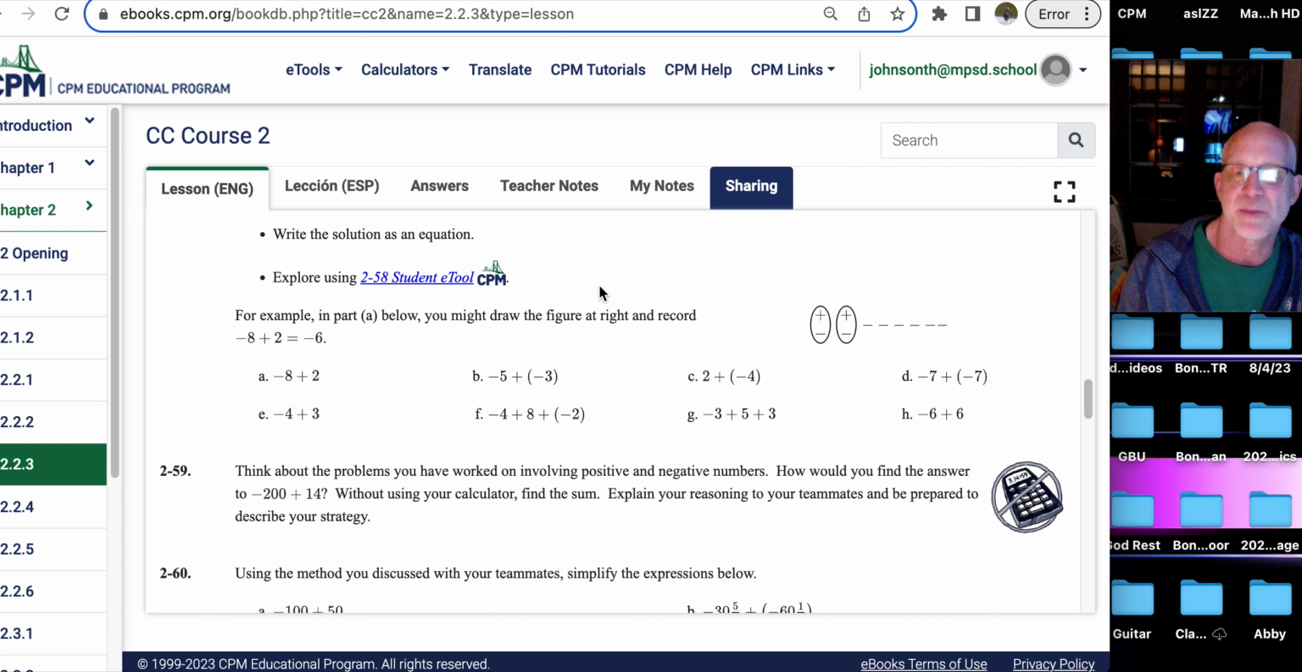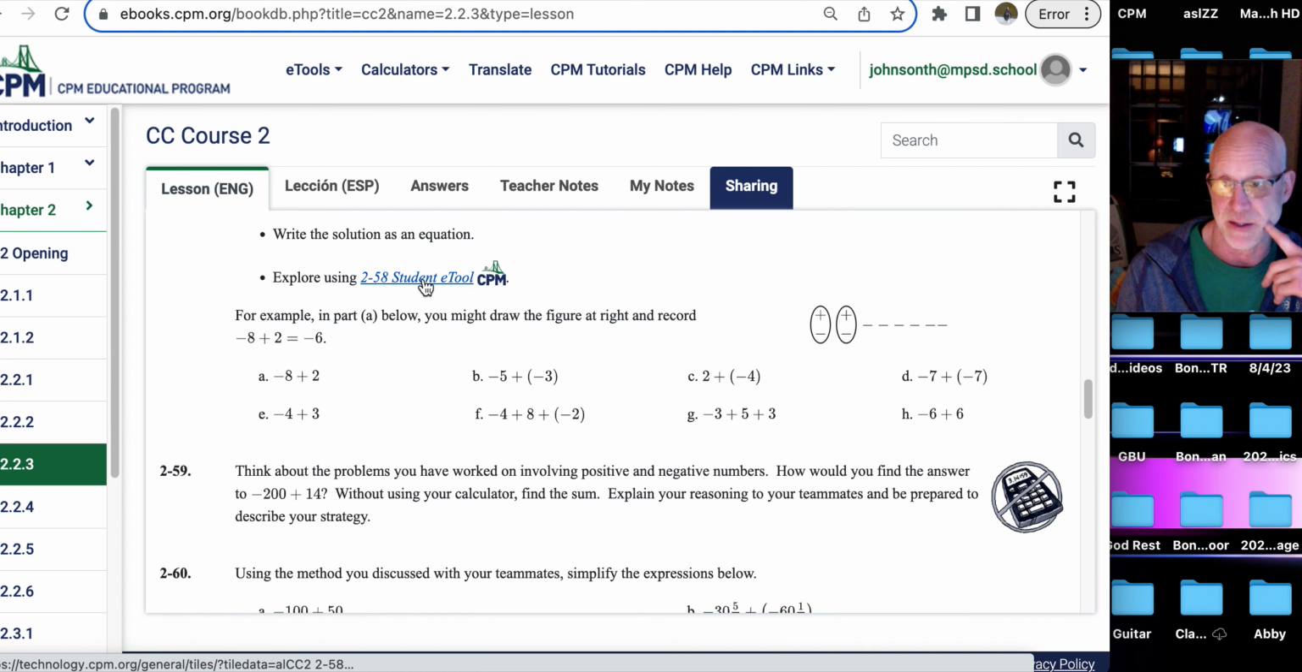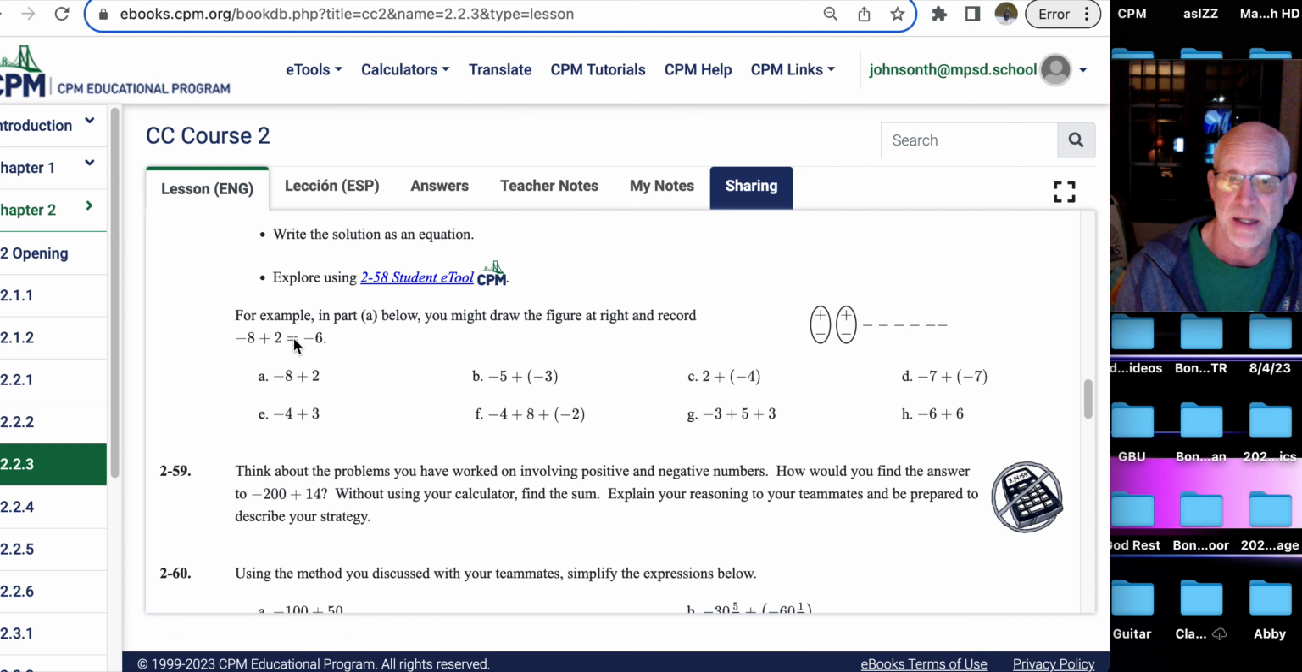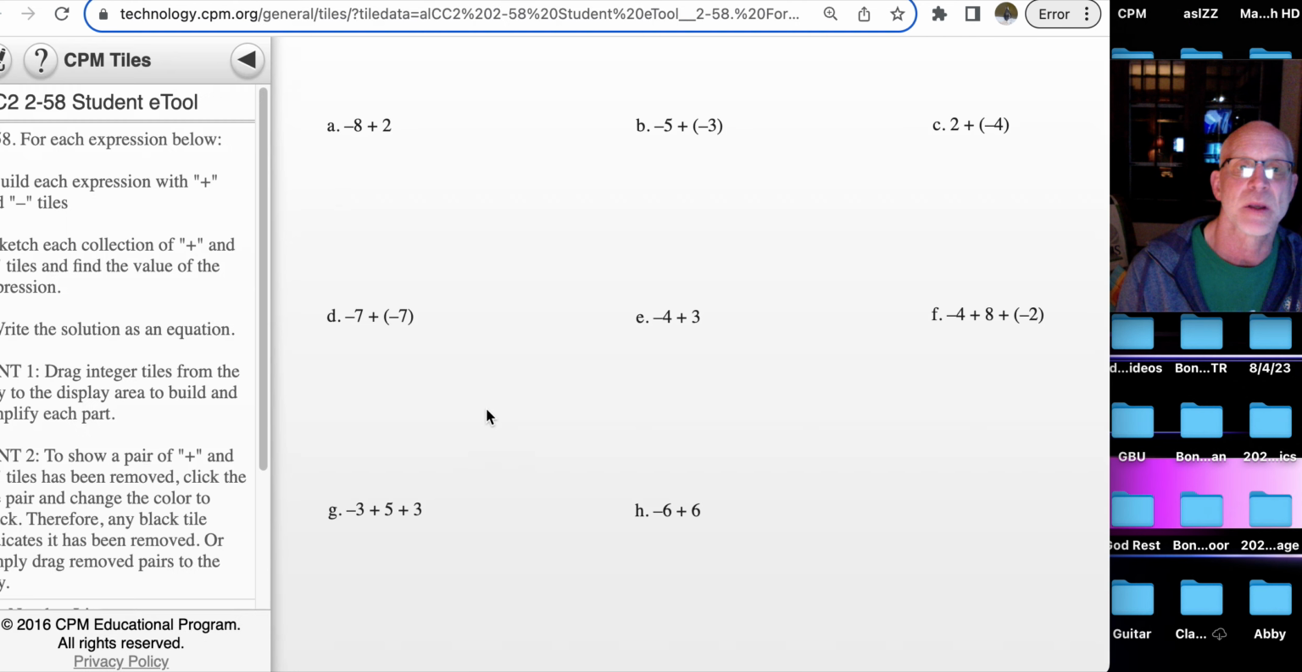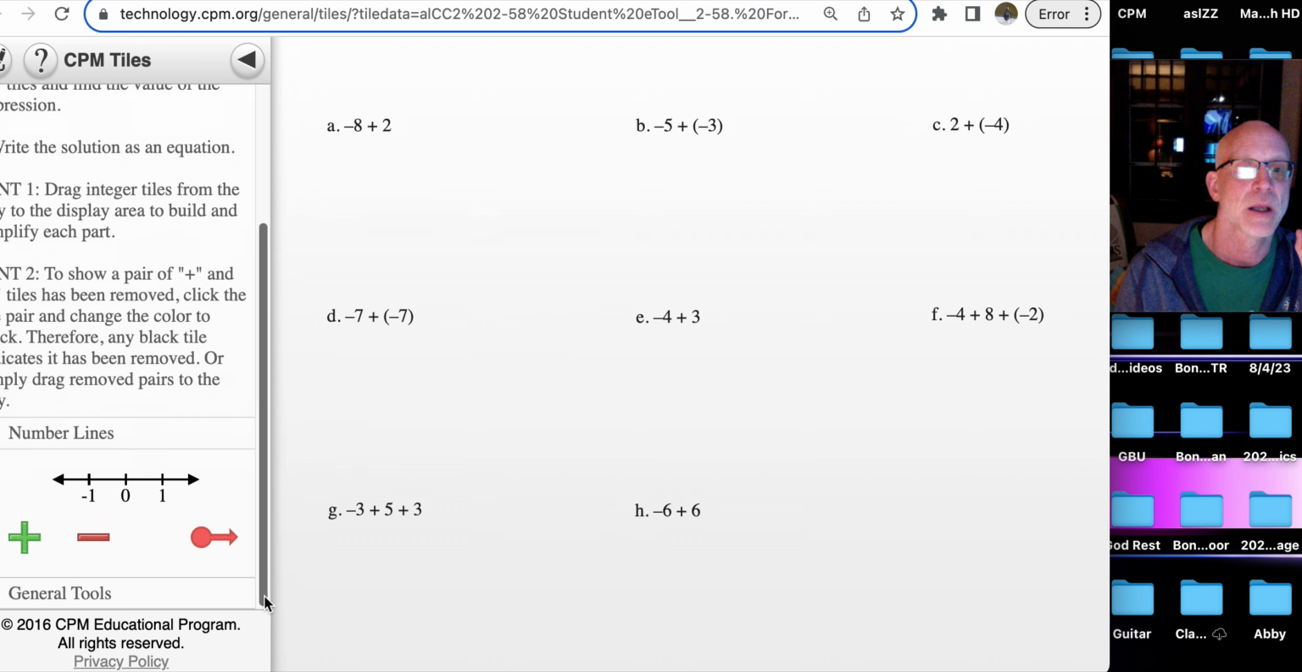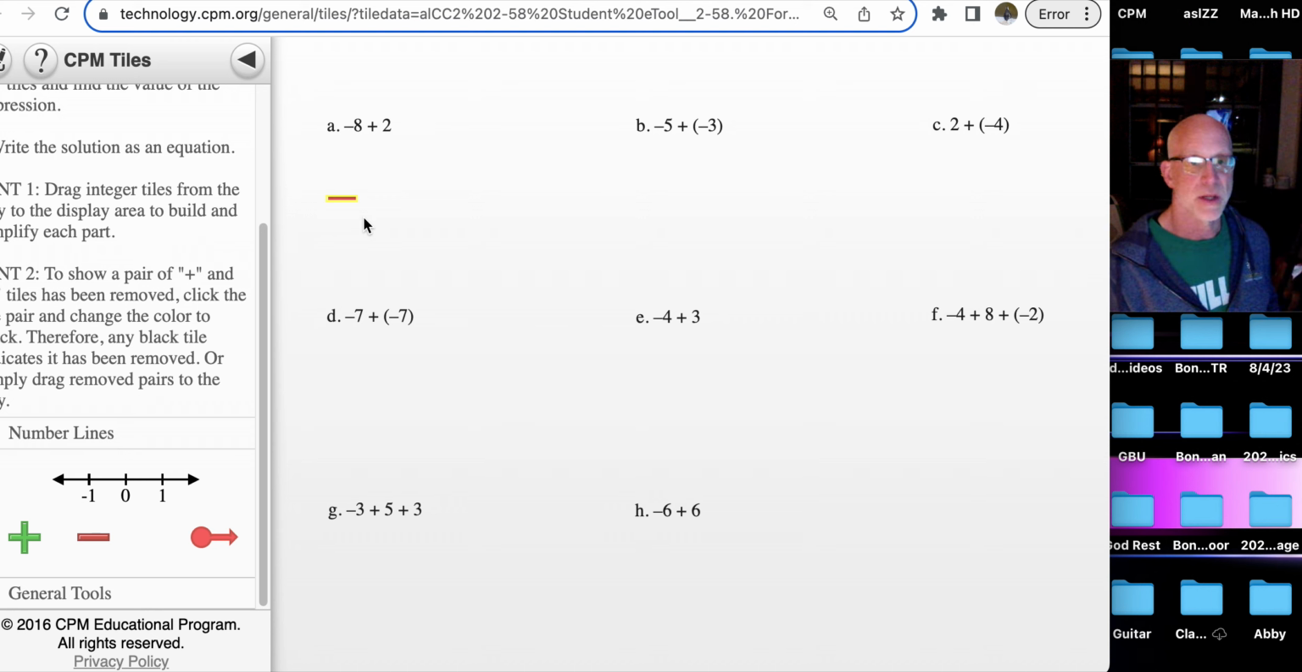You can build these expressions two ways. You can use the discs, or we can use the positives and the negatives. So we could use the tool, and we could say, if we have 8 negatives and 2 positives, what do we have? So if we open this up, we could say that we want 8 negatives. 1, 2, 3, 4, 5, 6, 7, 8. Okay. And we have 2 positives. So what do we have?